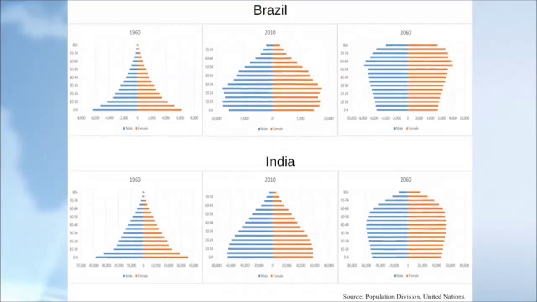And then finally, let me show you the age pyramids for two other emerging economies in the world, Brazil and India. Brazil started in 1960 with a very young population. By the year 2010, we're already seeing that fertility is dropping. So the number of both men and women in the very young age groups, let's say between ages 0 and 15, are smaller than the number of men and women for ages 20 through 35.